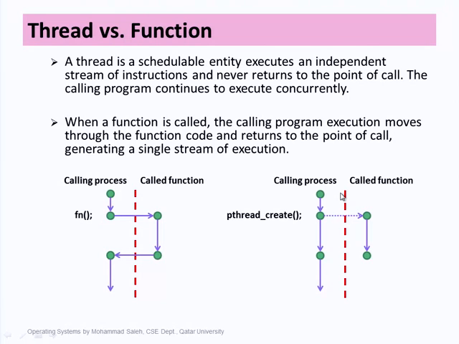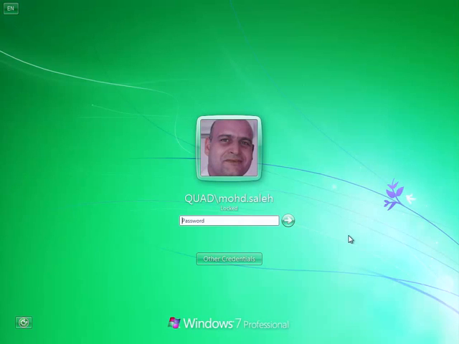While in multi-threading, after pthread_create, after you create the thread, the thread will progress and the process will progress. The thread does not return back to the process, while here with a function, it does. They progress simultaneously. It's very important. So that's the difference between functions and threads. Next time we continue talking about pthreads and Java threads as well.